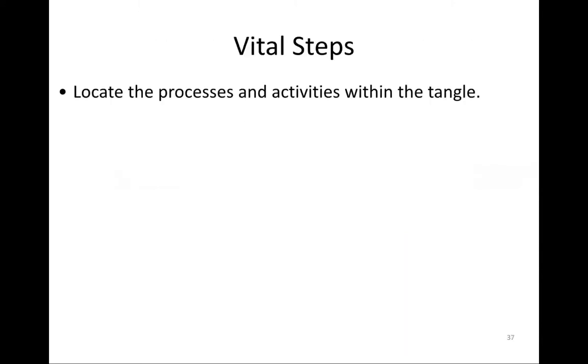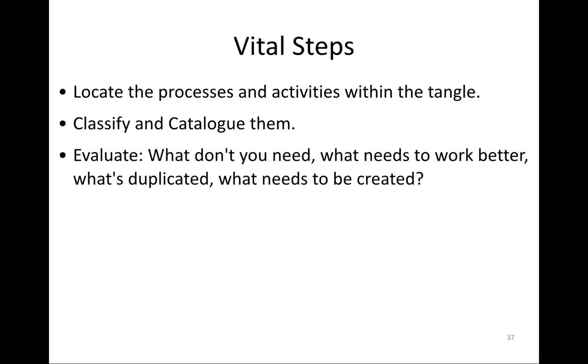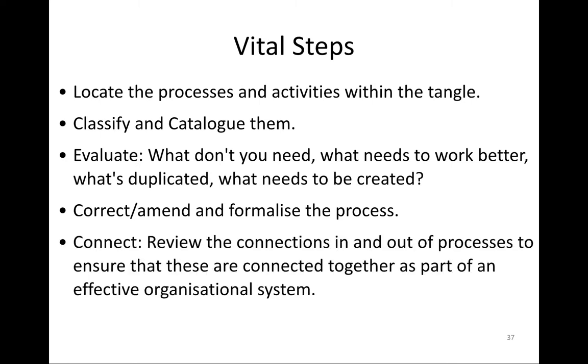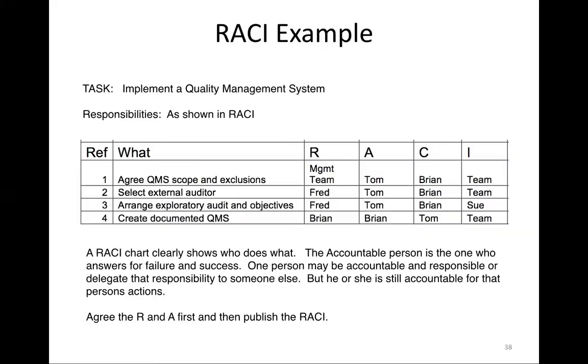So the vital steps: locate the processes and activities within the tangle, classify and catalogue them, evaluate what you don't need, what needs to work better, what's duplicated, what needs to be created, correct, amend and formalise the process, review the connections in and out of the processes to ensure that these are connected together as part of an effective organisational system. So don't just look at the inputs and the outputs, look at the controls and resources that go to the process. Clarify who does what. The simple RACI tool is very powerful in removing tangles. And here's a simple example of a RACI.